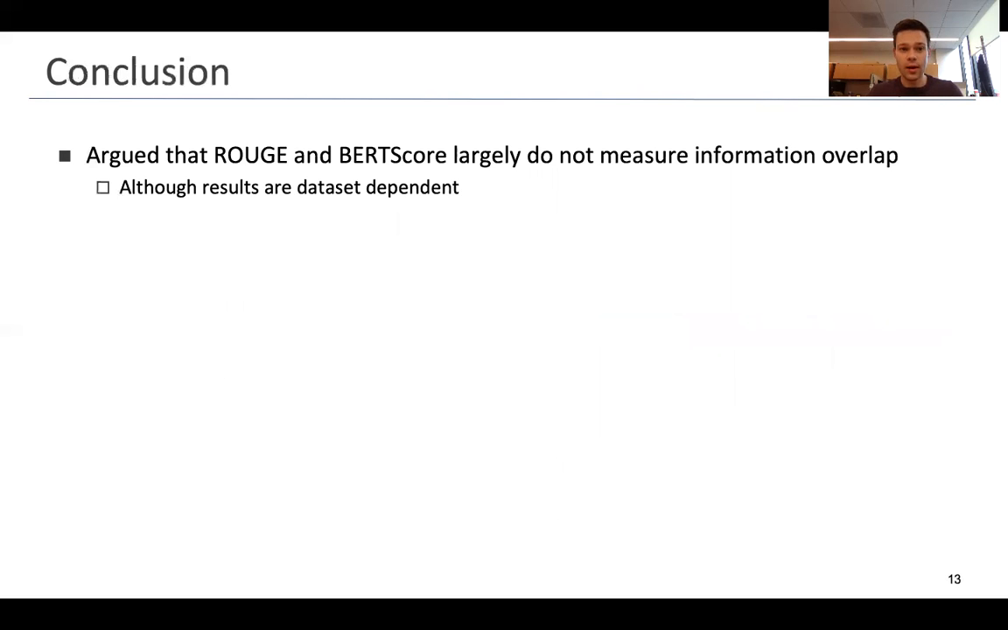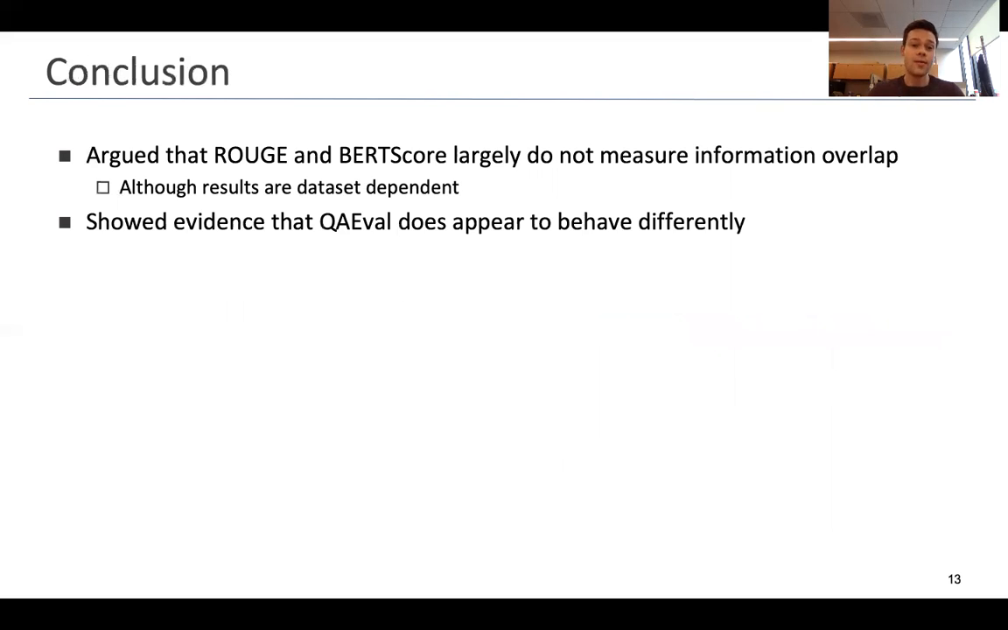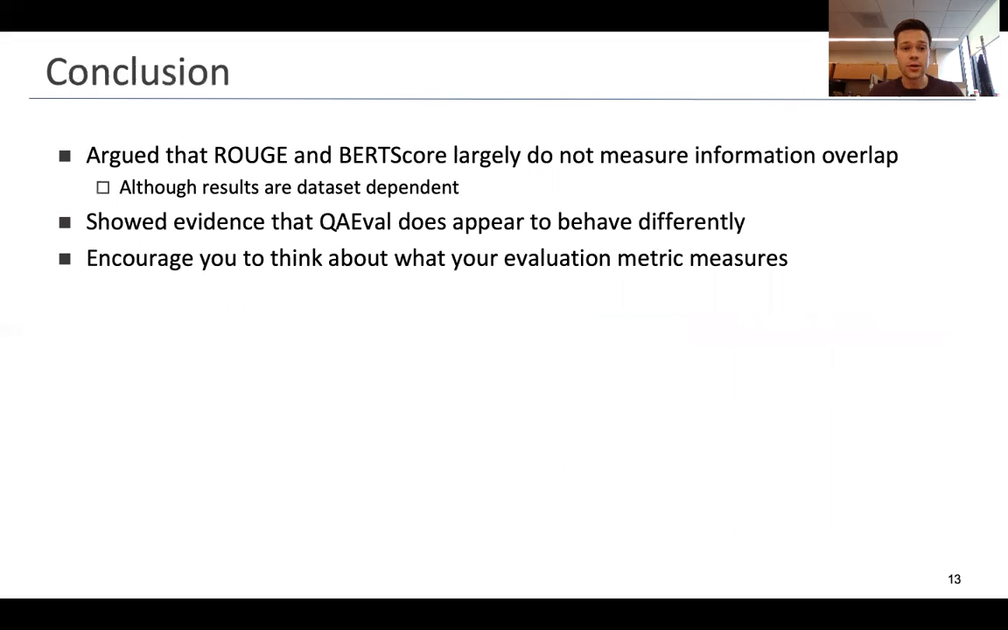And to conclude, I argued that Rouge and BERT score largely do not measure the information overlap between the two summaries, although there are some caveats that these results are potentially dataset dependent. And we showed evidence that QAEval does appear to behave differently, which is more evidence that such QA-based evaluations are worth exploring more in future research. And I hope that this presentation encourages you to think about what your evaluation metrics are actually measuring and not just use them as a black box that outputs a score that we want to optimize.